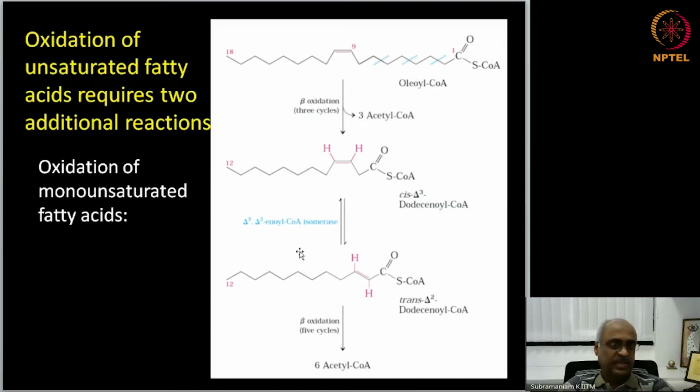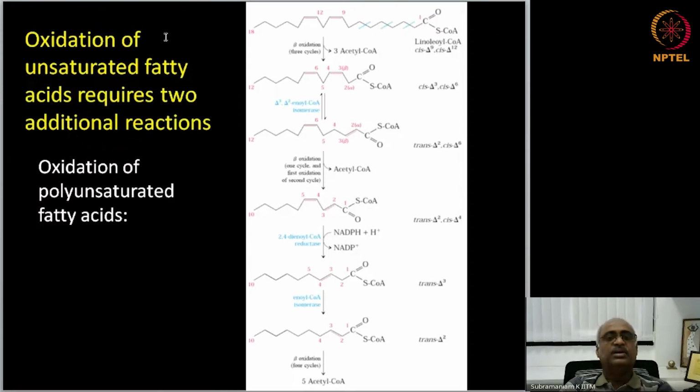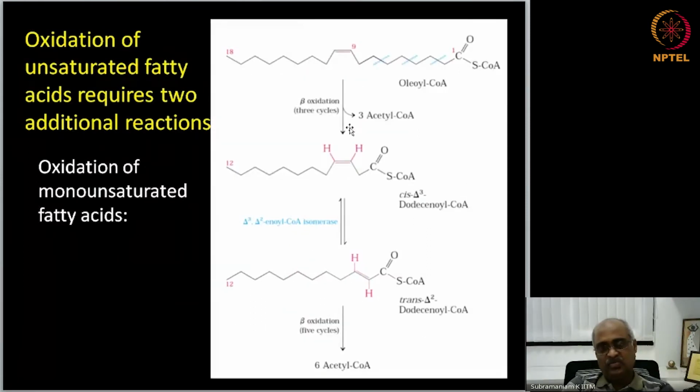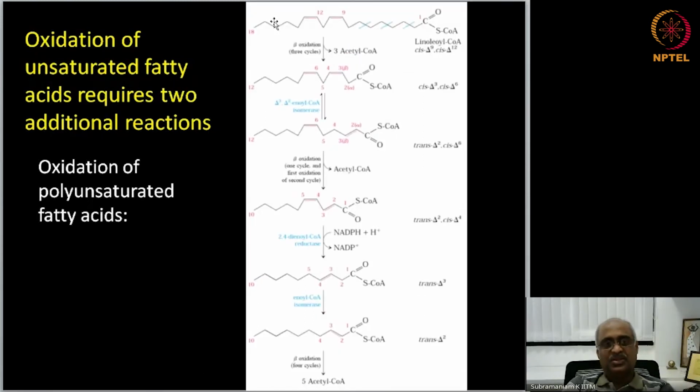So this takes care of the cis double bonds that naturally occur, and this is where an additional enzyme, an isomerase, is required. If you have polyunsaturated fatty acids, you need one more enzyme. For monounsaturated, simply one isomerase is good enough, then the rest can continue. For a polyunsaturated one, I'll just blow this up a bit.